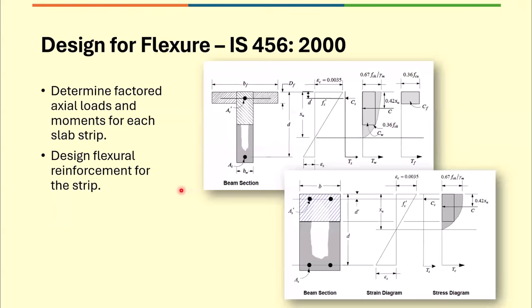And then for the design, for the flexure, code-based parameters come into picture. So it uses whether it is a T section or a rectangular section. The stress and strain assumptions are shown in this picture. And then the program determines the factored axial loads and moments for each strip. And then the flexural reinforcement for each strip is reported.